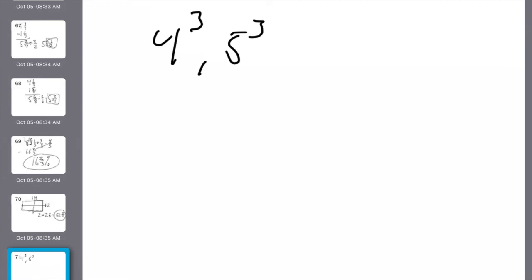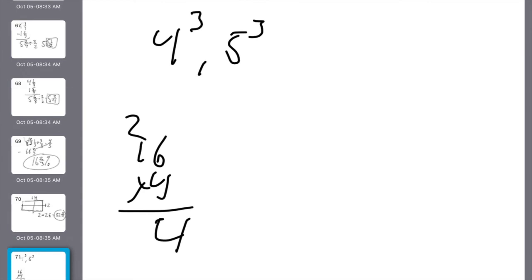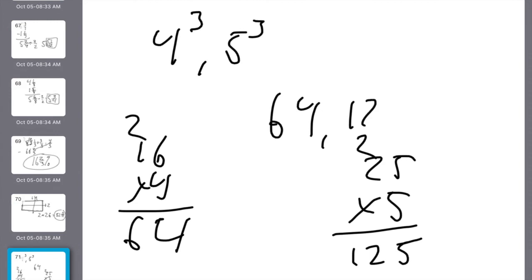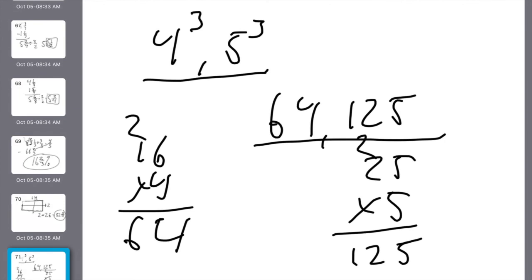B is actually doing the work. 1 times 1 times 1 is 1. 2 times 2 times 2 is 8. 3 times 3 times 3 is 27. I have to do 4 times 4 is 16. Times 4 again is 64. So B, the next one is 64. Then I have to do 5 times 5 is 25. Times another 5 is 125. So those are the next two. This one, the sequence, this one, the answers.